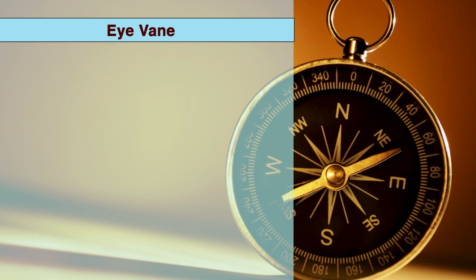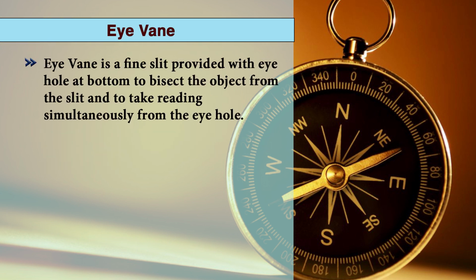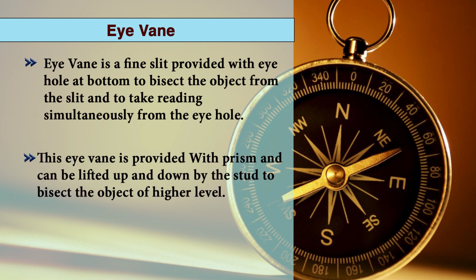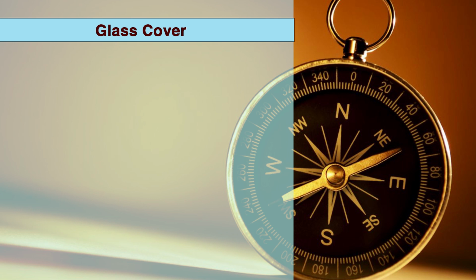Next is the eye vane. The eye vane is a fine slit provided with an eye hole at the bottom to bisect the object from the slit and to take the reading simultaneously from the eye hole. This eye vane is provided with a prism and can be lifted up and down by the stud to bisect an object at high level. Next is the glass cover.